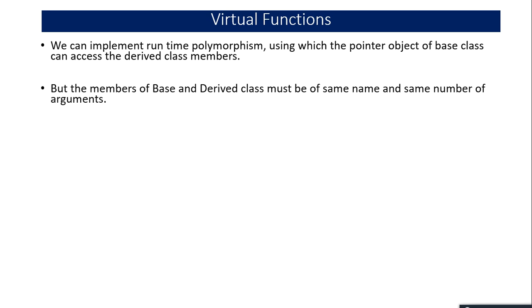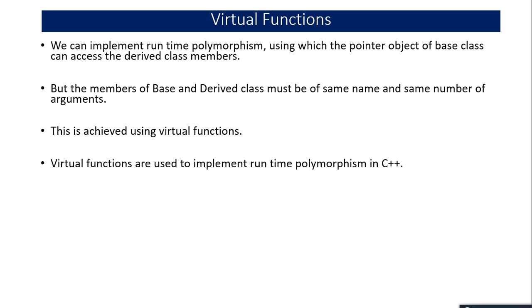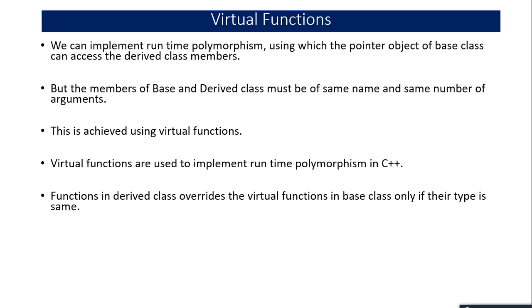But the members of the base and derived class must have the same name and the same number of arguments. You have to override your methods, and you can achieve this using the virtual keyword or virtual functions. So virtual functions are used to implement runtime polymorphism in C++. If you use a virtual function, the appropriate method definition to execute is selected on the basis of the object passed, rather than on the basis of the type of the base class pointer. Functions in the derived class override the virtual function in the base class only if their type is the same. So you have to make sure the number of arguments, type of arguments, and the name are the same in both classes.